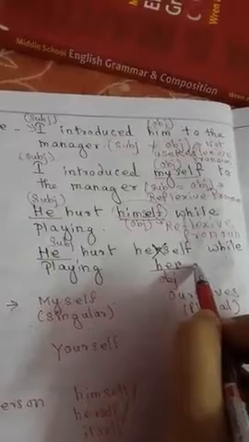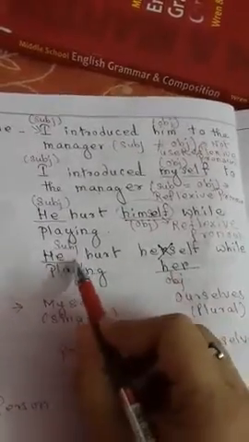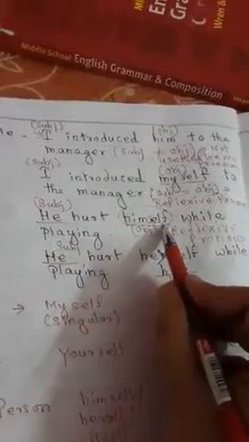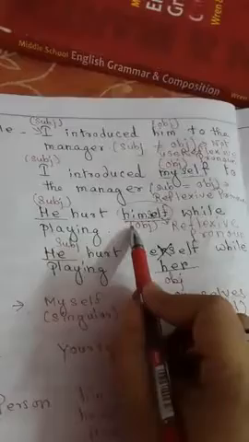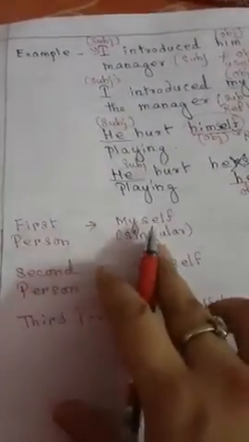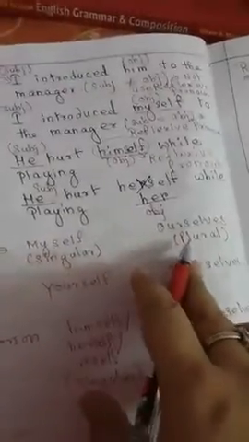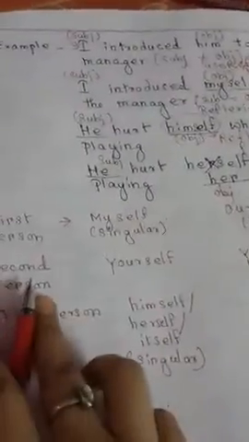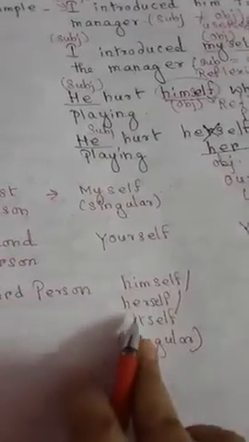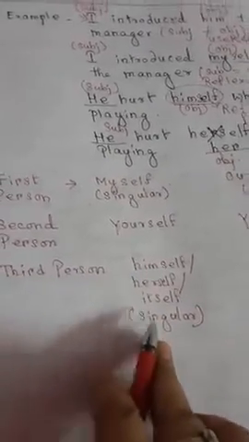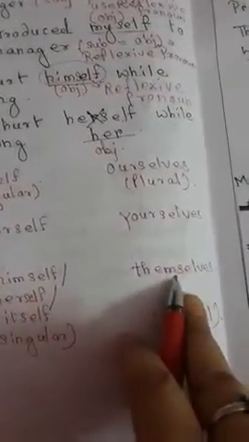There is no reflexive pronoun. But if we say that he hurt himself, when subject and object both are related to the same person, only then can we use a reflexive pronoun, otherwise not. So first person: myself in case of singular, ourselves in case of plural. Second person: yourself, or yourselves in case of plural. Third person in case of singular: himself, herself, itself. And in case of plural: themselves.